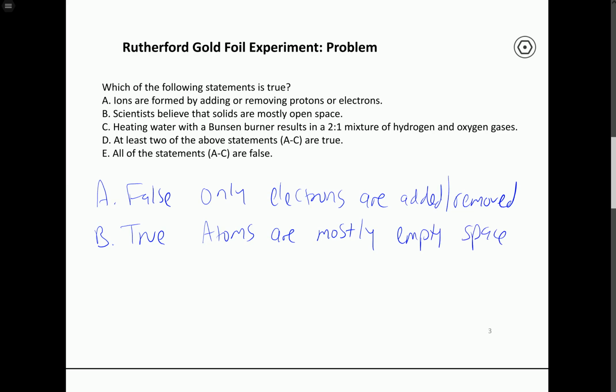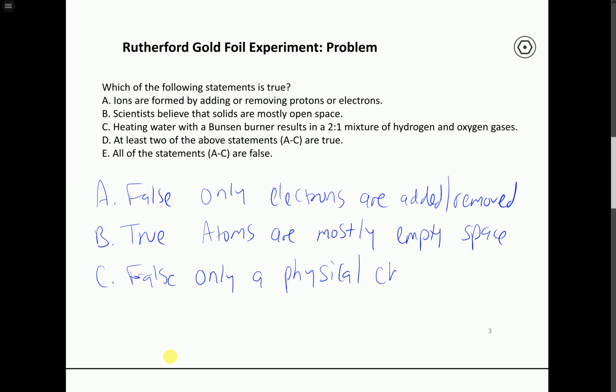And then choice C, very few of you picked this one, but this is also false. Heating water with a Bunsen burner results in a 2-to-1 mixture of hydrogen and oxygen gases. In the case of water especially, heating is just a physical change. You will boil the water, make water vapor, but this is only going to bring about a physical change. You can't just break down a substance into its elements by heating it, at least not generally. You can sometimes, but not in the case of water.